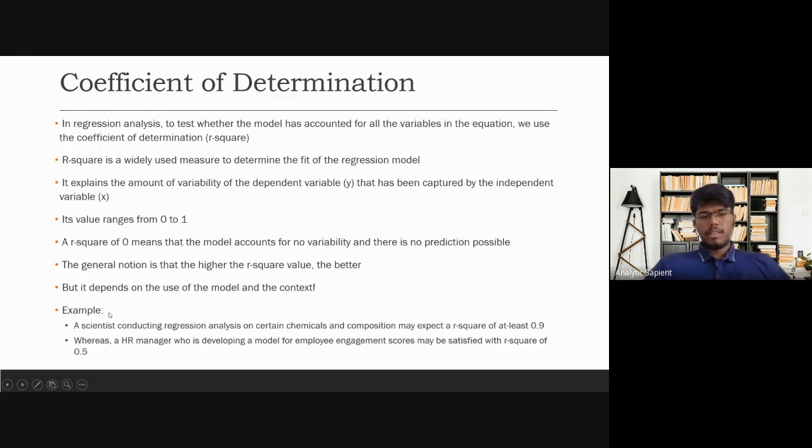For example, a scientist conducting a regression analysis on chemical composition may expect an R square to be at least 0.9. You need a very good model which is capturing everything, correct? Whereas an HR manager who is developing engagement scores may be satisfied with 0.5, because these are all qualitative in nature. We may not capture all the variability. So with 0.5 also the HR manager would be satisfied.